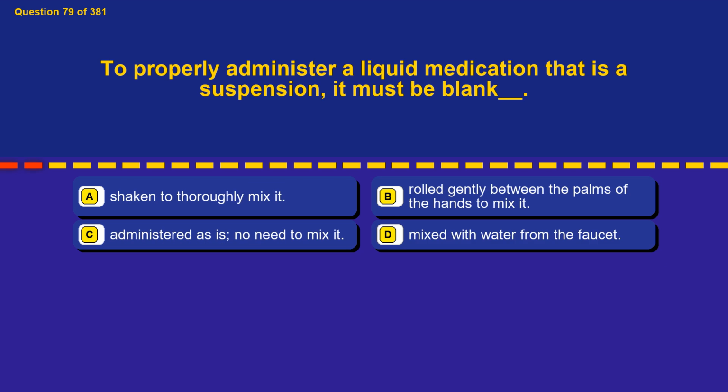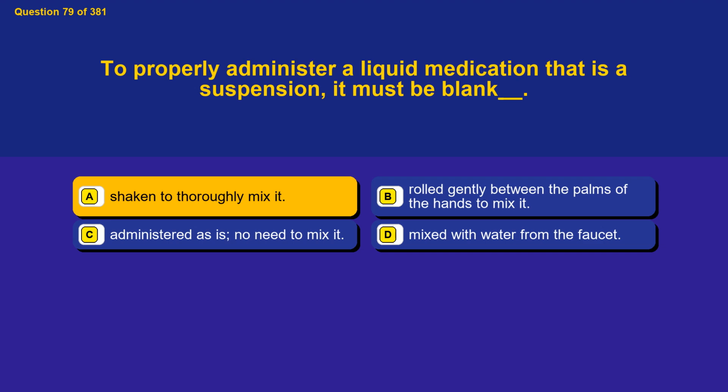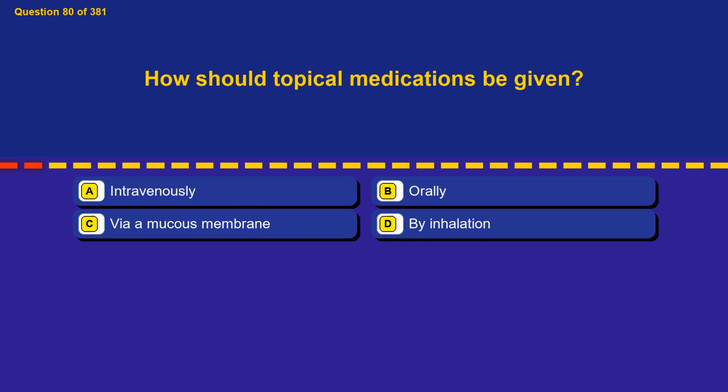Question 79. To properly administer a liquid medication that is a suspension, it must be blank blank. Option A, shaken to thoroughly mix it. Option B, rolled gently between the palms of the hands to mix it. Option C, administered as is, no need to mix it. Option D, mixed with water from the faucet. The correct answer is option A, shaken to thoroughly mix it. Question 80. How should topical medications be given? Option A, intravenously. Option B, orally. Option C, via a mucous membrane. Option D, by inhalation.